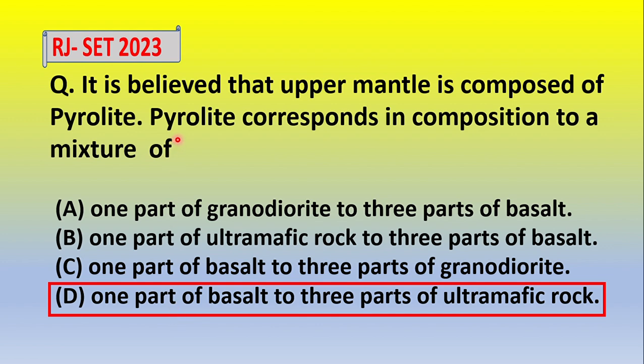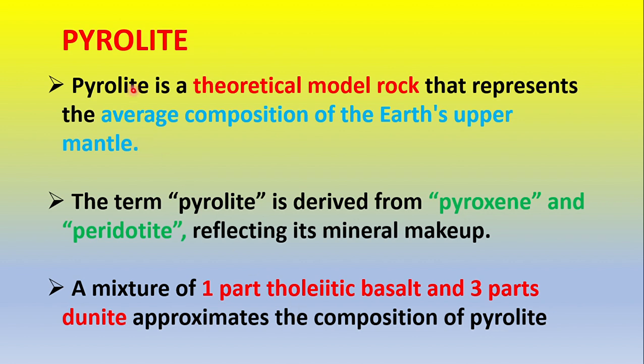In pyrolite, one part is the basalt and three parts is the ultramafic. Three parts ultramafic, it means because mantle is peridotite rich, so three parts is the ultramafic and one part is the basalt. Remember this correct answer. So pyrolite is a theoretical model. This is the synthetic rock. This represents the average composition of the upper mantle. This pyrolite comes from pyroxene or peridotite.